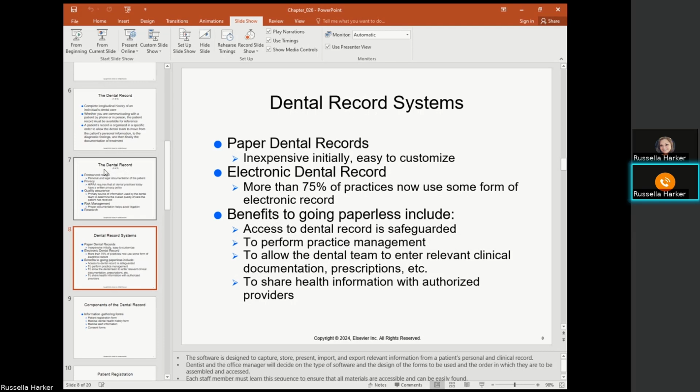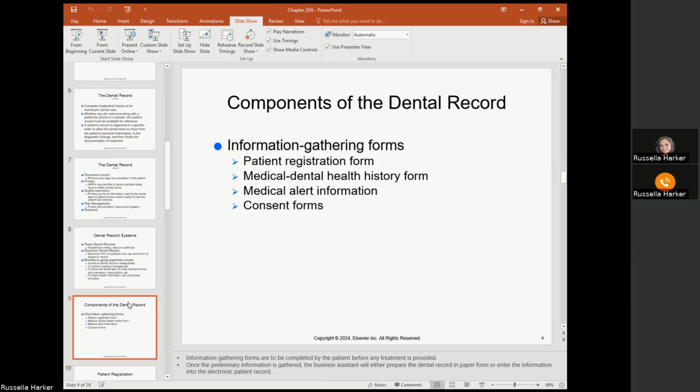So multiple users can access the chart at one time, whereas if it's a paper chart and I'm looking at the chart, you can't look at it unless you're looking over my shoulder. But if it's an electronic health record, then we can be at different computers looking at the same chart.